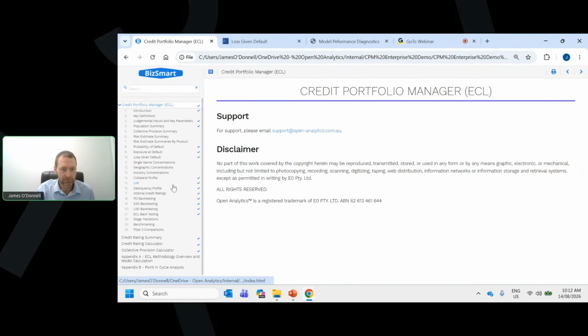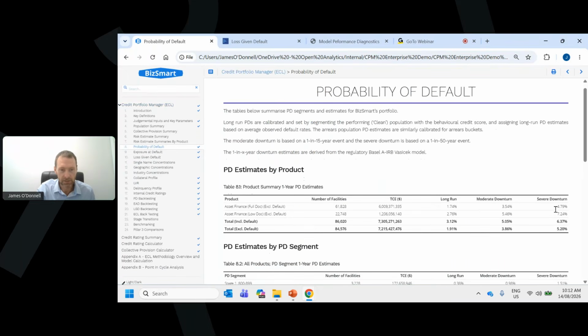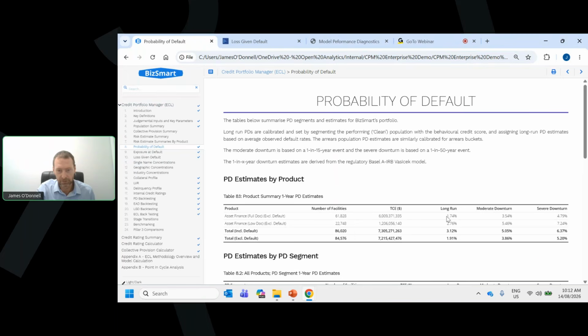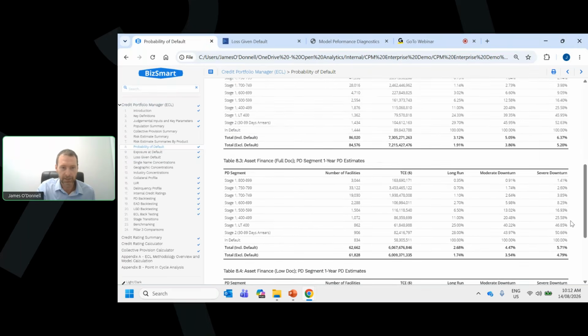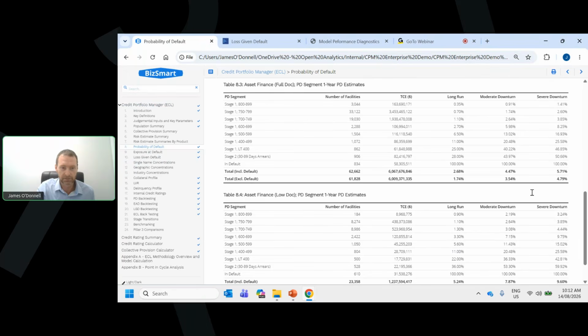I might focus primarily on the individual risk estimates. So I'll start with PD. On the PD, of course, we firstly provide a portfolio view. In this instance, we've split into a full doc, low doc, so a lower and higher risk segment. We have the long run and out to the downturn in those severe stress scenarios. But then if we look at the actual segments and estimates, top table, full doc, bottom table, low doc.